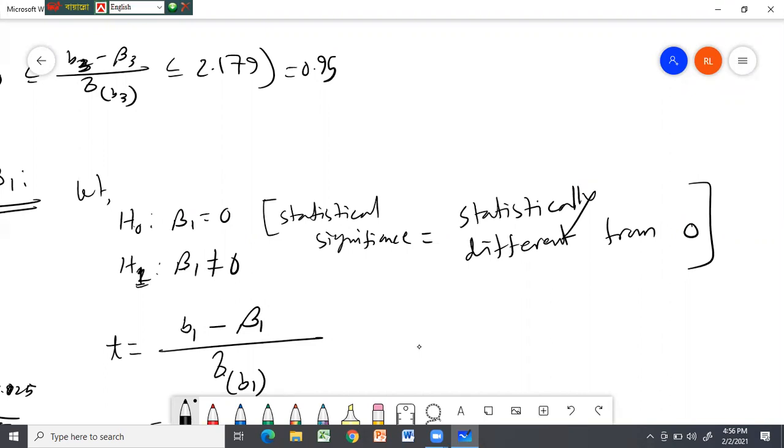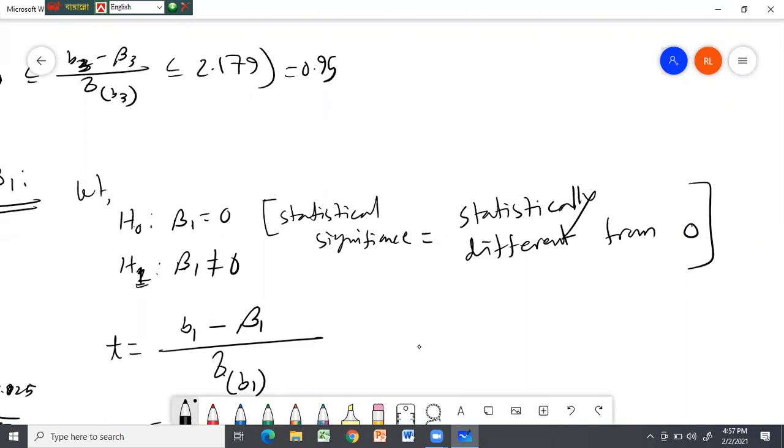Significant will be only when your alternative hypothesis is accepted, that is, when beta1 is not equal to zero. And if beta1 equals 0, which is given under the null hypothesis, if the null hypothesis is accepted, then we can conclude that statistically this beta1 or this coefficient is not different from 0. It is equal to 0.